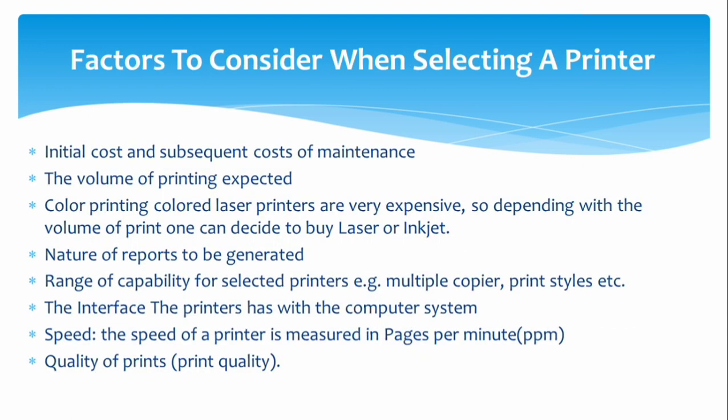Factors to consider when buying a printer. You look at the speed you need in the office or at home. You look at the nature of the reports you want to print. You also look at the quality of the printout, the costs, and the volume. How many documents will you be printing every day? You also look at types of color. Do you need a colored printer or a black printer? We have types of printers that fall under colored and others that are not colored. So those are the factors you consider when buying a printer.